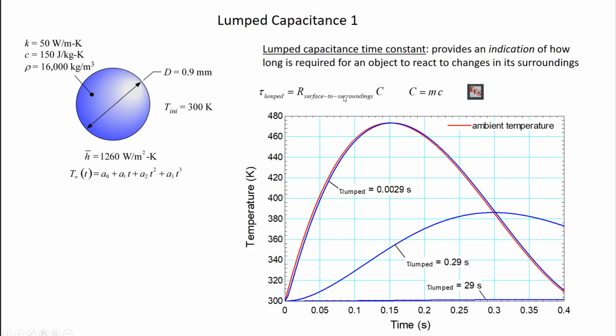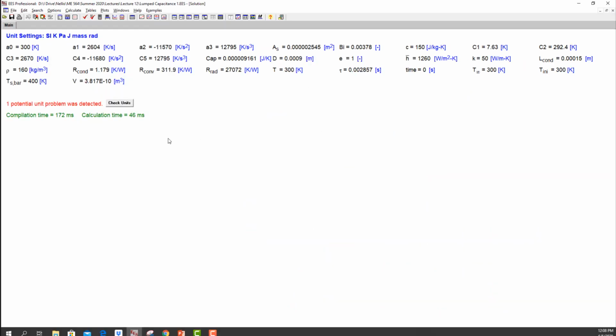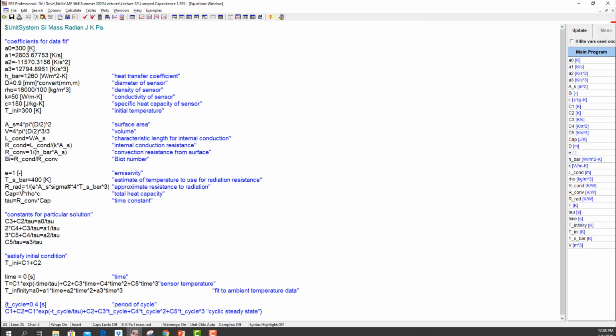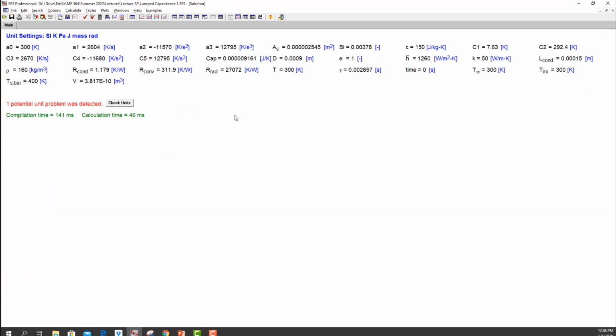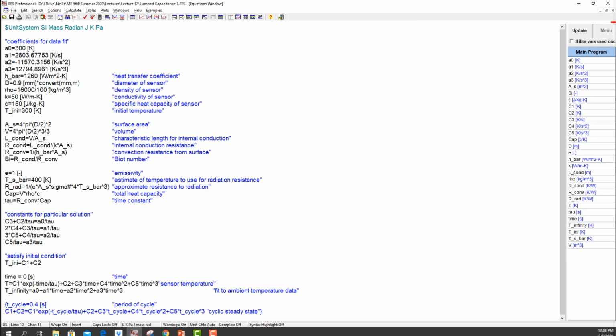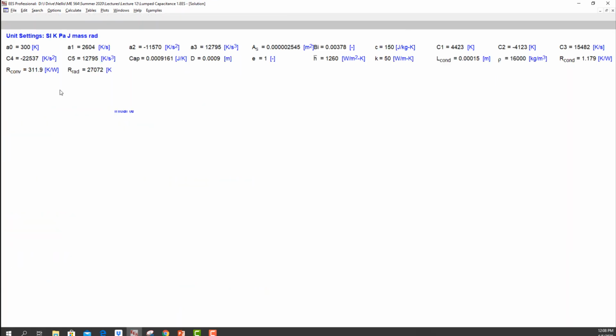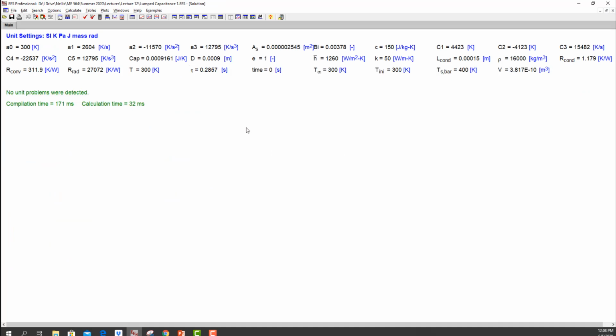And based on that time constant, you can anticipate the behavior of what's going to happen a lot of times without even solving the problem. So I calculated the time constant here. I took the volume and multiplied it by the density, and that gave me the mass, and multiplied that by the specific heat capacity, and that gave me the total capacity, and then I multiplied that by R convection, and I get the time constant. The time constant is about 0.29 seconds.